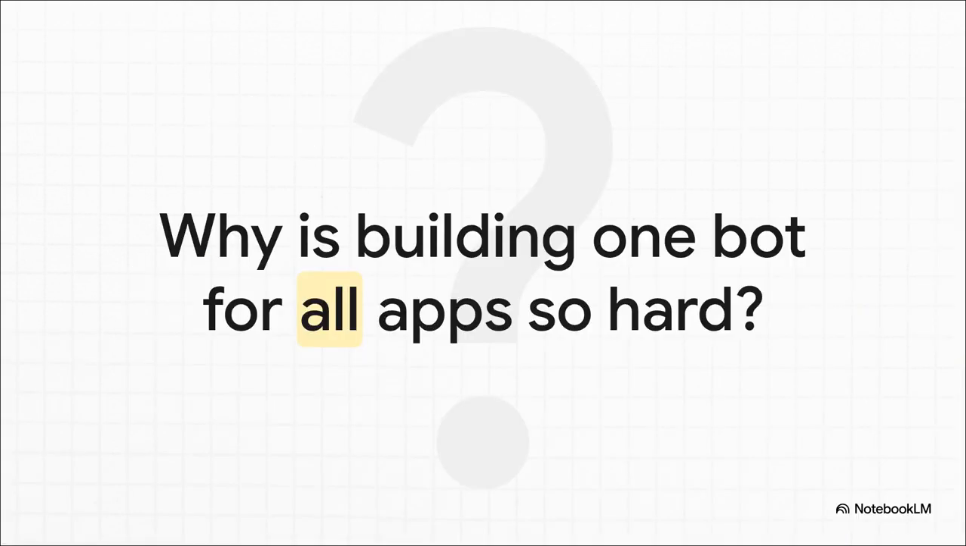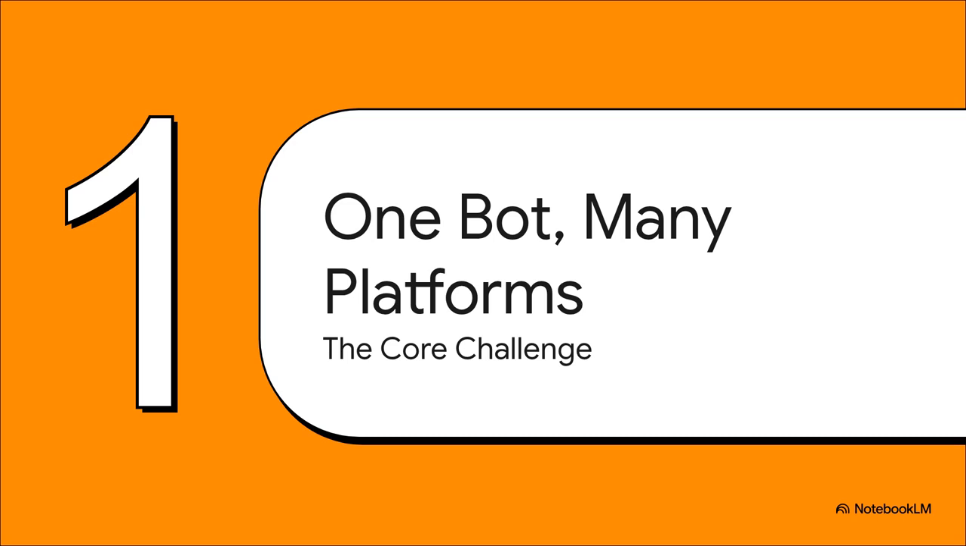You know how it is. You get this amazing idea for a chatbot. You build it, it works great, but only on one app. Then you need it on Slack for your team, Discord for your community, maybe Telegram for your users, and that's when you hit the wall. You suddenly realize that making that one bot work across all those apps is this incredibly frustrating nightmare of tangled code and conflicting rules.